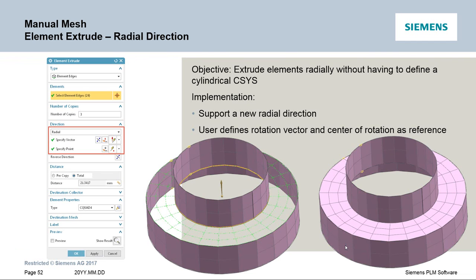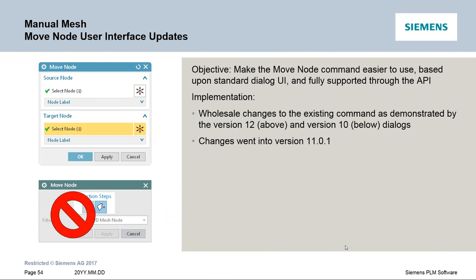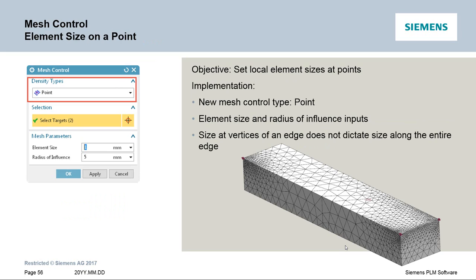We have new manual meshing capabilities to define an element extrusion in the radial direction as opposed to linear direction. We have a new move node user interface where we have now upgraded it for the standard dialog user interface. We have new mesh controls. First we'll take a look at the size on a point. Here you can define your element size at a point as opposed to an edge or a face.